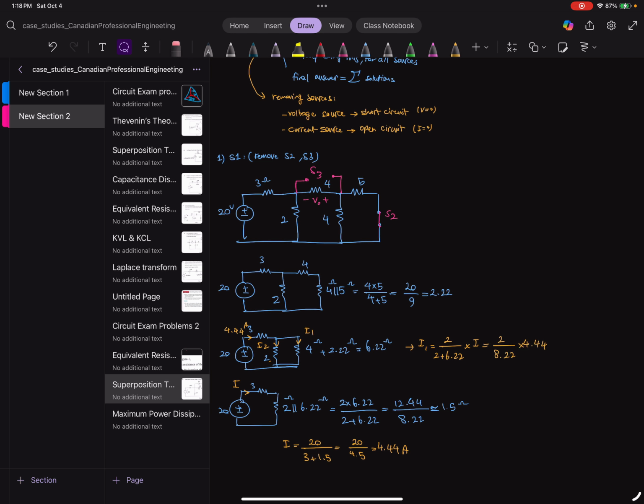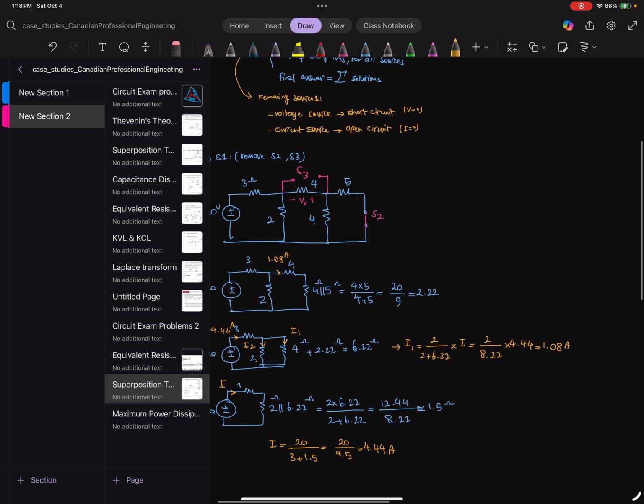So this is 1.08 amp, and then here we have 1.08 amp going in, so the voltage of the 4 ohm is going to be 4 multiplied by 1.08 amp, which is going to be 4.32 volt.